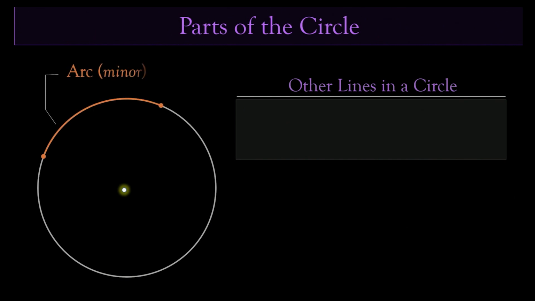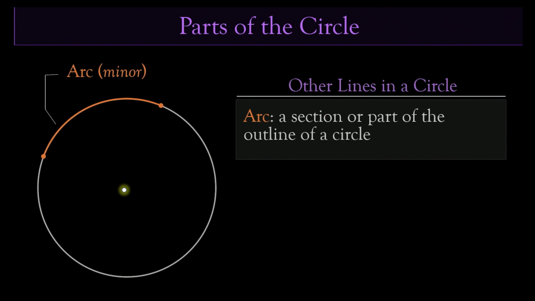So that's called an arc. What's the definition of an arc? It is a section or part of the outline of a circle. If it is a small section compared to the rest of the outline, then we refer to it as a minor arc, which means the other section there, in this case the white section, would be the major arc. So we have a minor arc and the other one is the major arc, right?